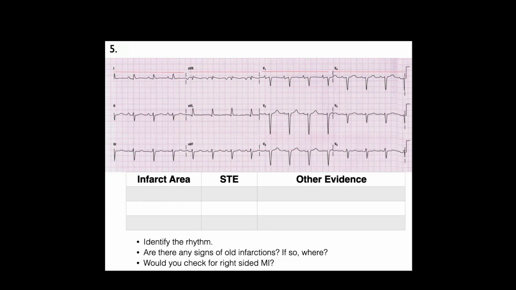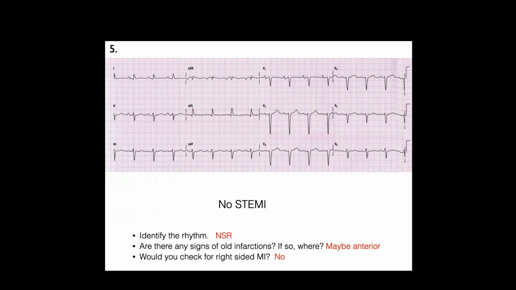Okay, number 5. I said that, well, there isn't any ST elevation in any of the leads. It's normal sinus. Okay. And then I see some pathological Q waves, I'm thinking in V3 and maybe V4. I don't know if that's a little far away from these S's. Yeah. So that might be. Yeah, and would you check for right-sided? No. Yeah, I 100% agree with you.